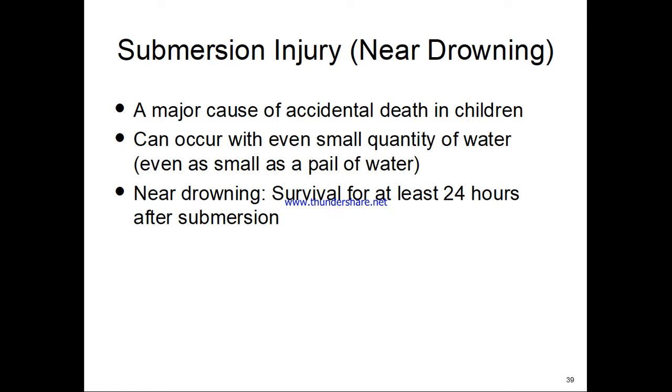Near drowning is a major cause of accidental death in children. It can occur with even a small quantity of water, even as small as a pail of water. A near drowning means that the child survived for at least 24 hours after the submersion. If someone survives for 24 or more hours after the submersion, then we wouldn't say they drowned. We would say that they died from complications related to near drowning.